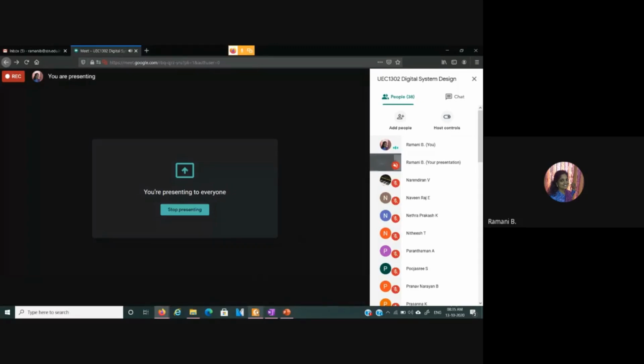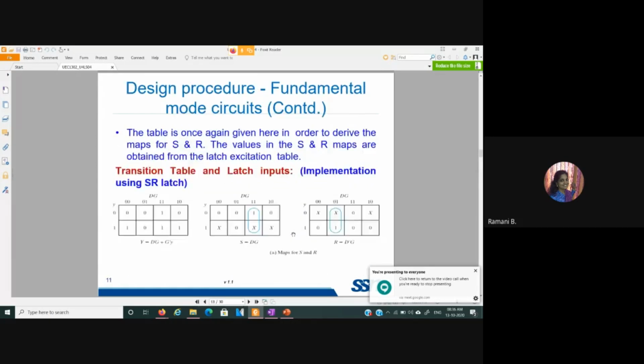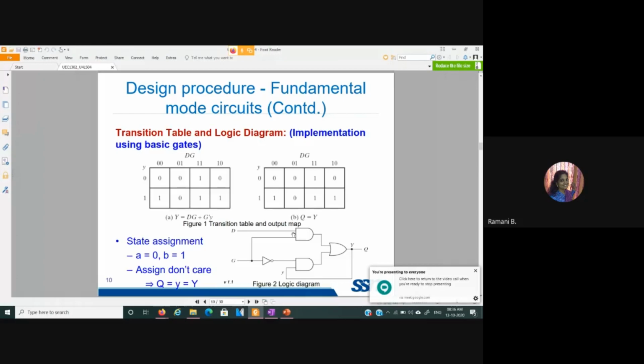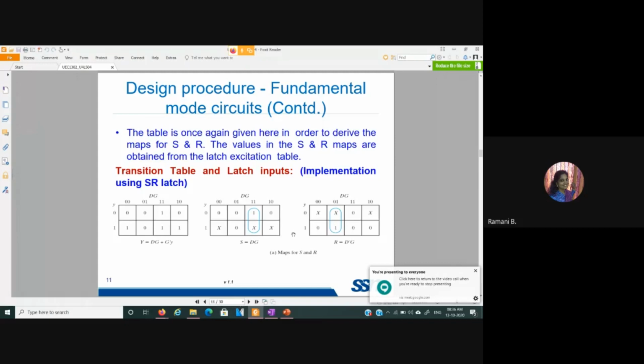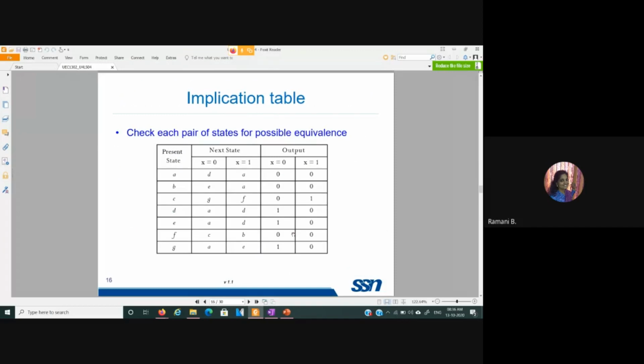In yesterday's class, we saw the design procedure where we minimized the primitive flow table by direct comparison. Directly comparing each of these states, we minimized it and then implemented them using a combinational circuit with feedback, and we also saw the implementation using SR latch. I was saying that you will be having a procedural method for minimization of these states. With respect to that, we started with the implication table. So we shall see that today.